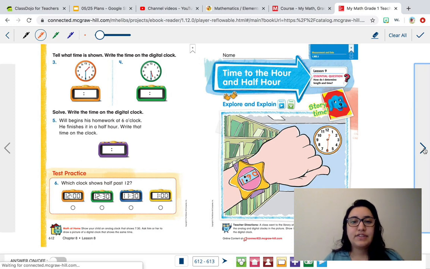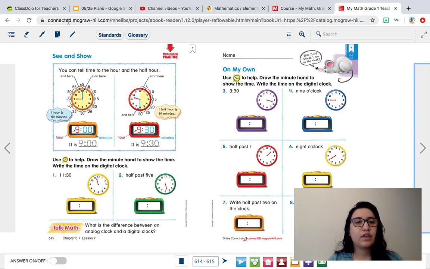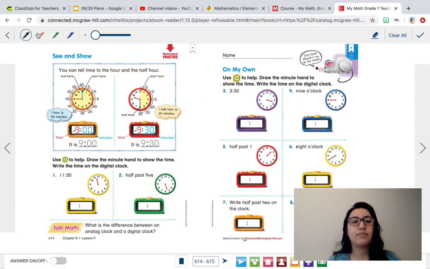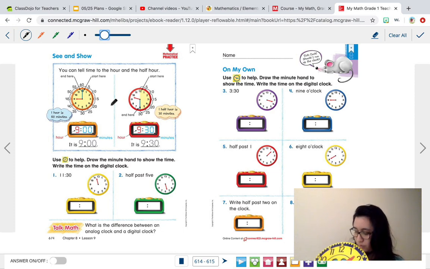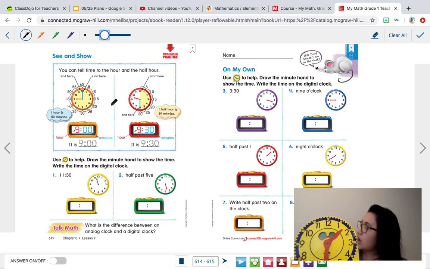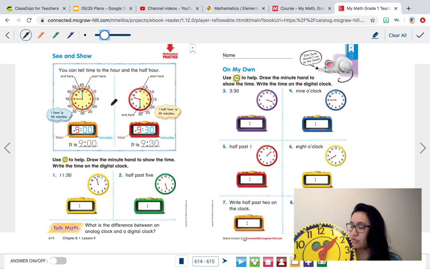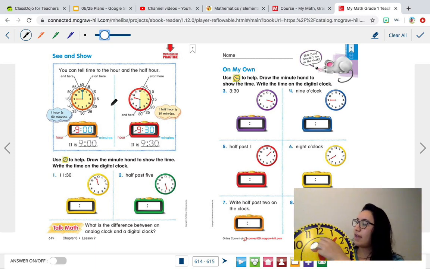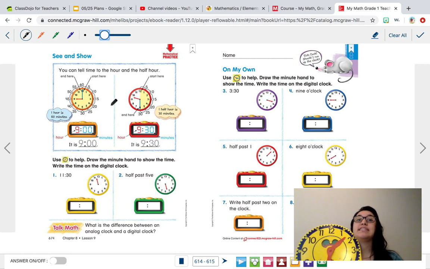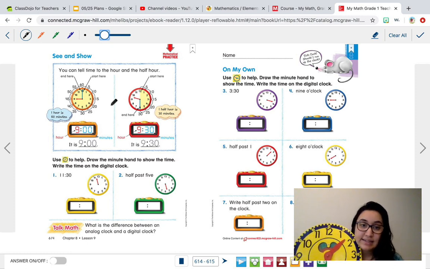All right, let's go to the next page. So, see and show. You can tell time to the hour and half hour. So when we look at our clock here, our hour is 60 minutes. So when you say, oh, an hour has passed, that means in the time it took to go all the way around the clock, it was 60 minutes.